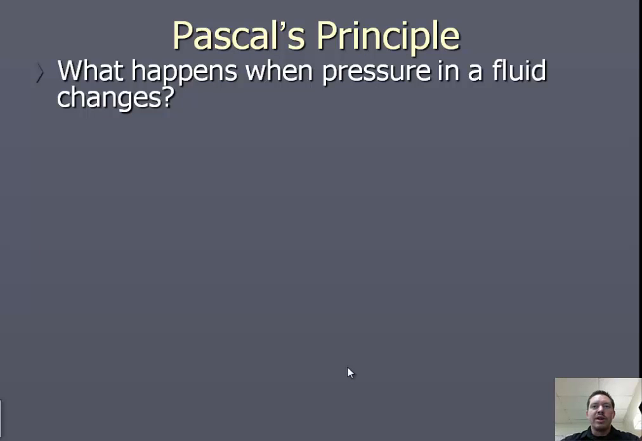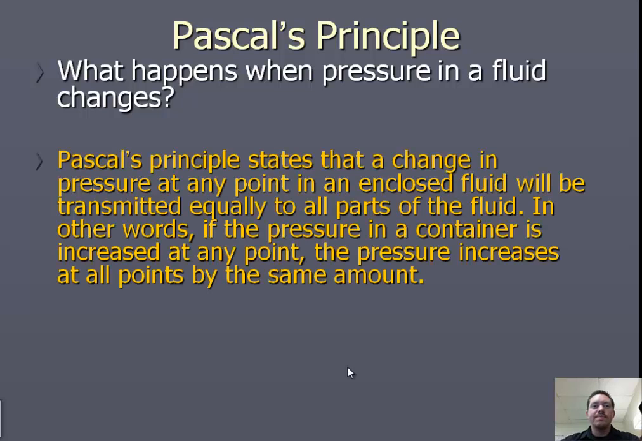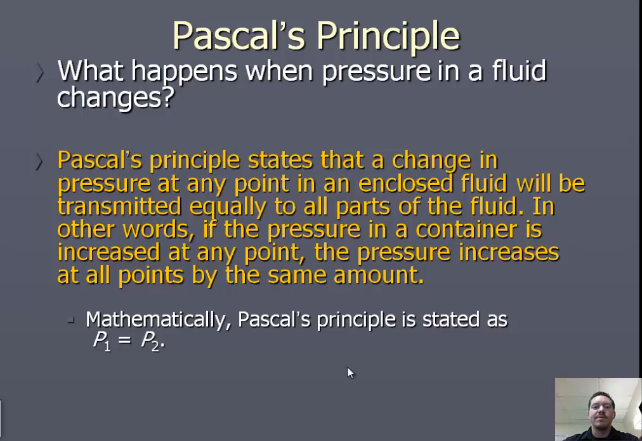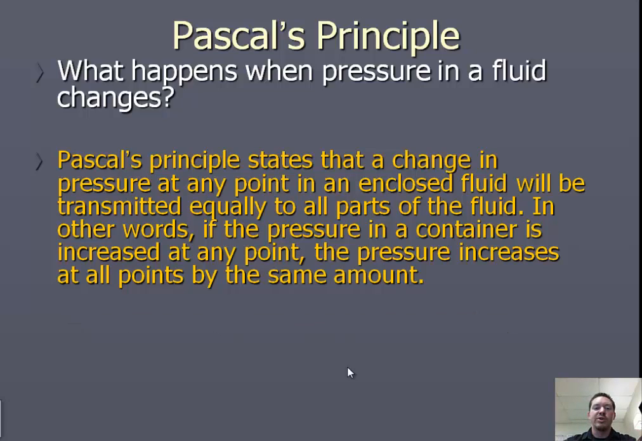So what happens when pressure in a fluid changes? Pascal's principle states that a change in pressure at any point in a closed fluid will be transmitted equally to all parts of the fluid. In other words, if the pressure in a container is increased at any point, the pressure increases at all points by the same amount. So mathematically we can say that Pascal's principle is any pressure that we apply is equal to the pressure at all points. So pressure 1 equals pressure 2.